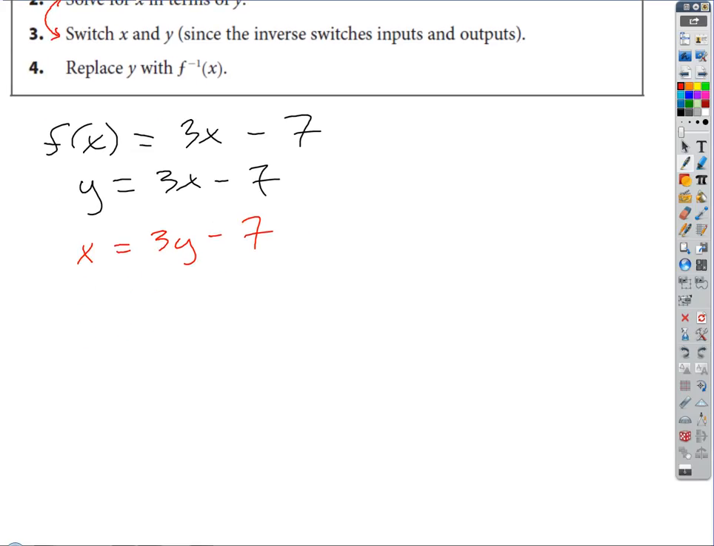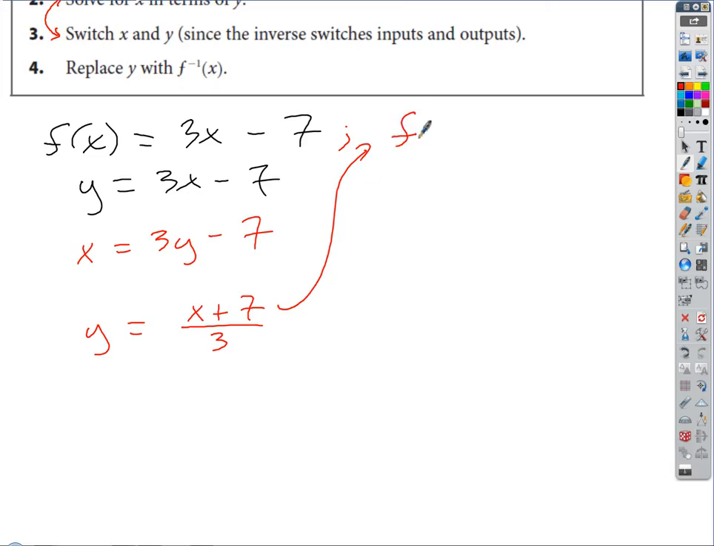So what are the 2 steps in order to solve for y? What do I do first? Say it again, what do I do first? Add 7 and then divide by 3. Okay, so if I do that, what am I going to get? y equals x plus 7 all divided by 3. Great.